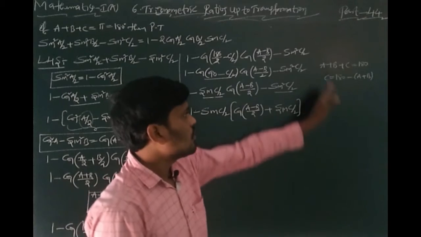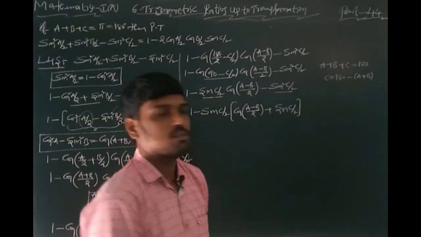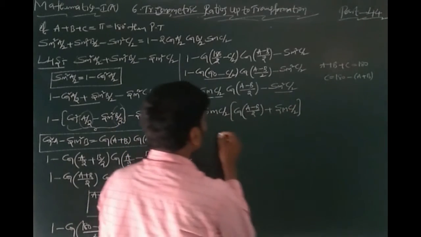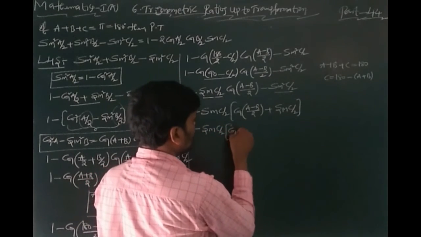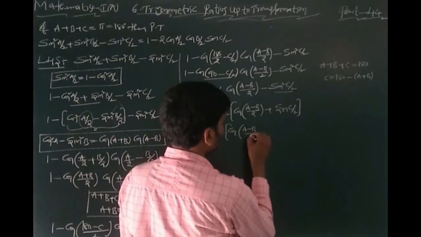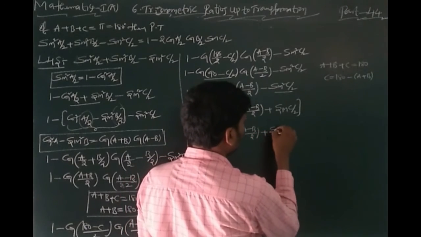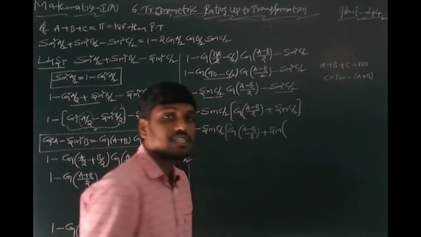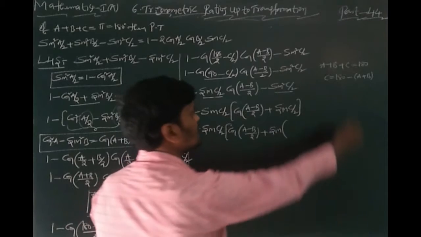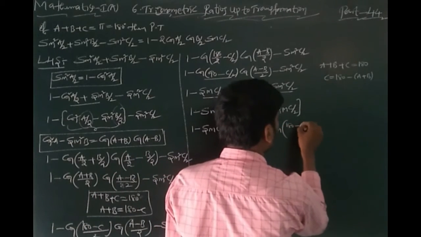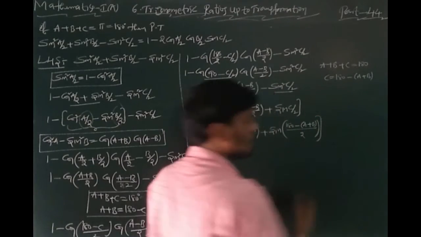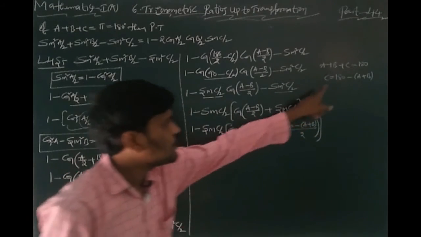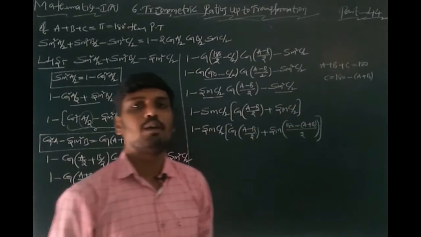C is equal to 180 minus (a plus b). Then you can write in place of c: 1 minus sin c by 2 is similar to cos of (a minus b) by 2 plus sin of c by 2. What is the c value here? The c value is 180 minus (a plus b), whole by 2. Okay students, in place of c you can write 180 minus (a plus b) by 2.